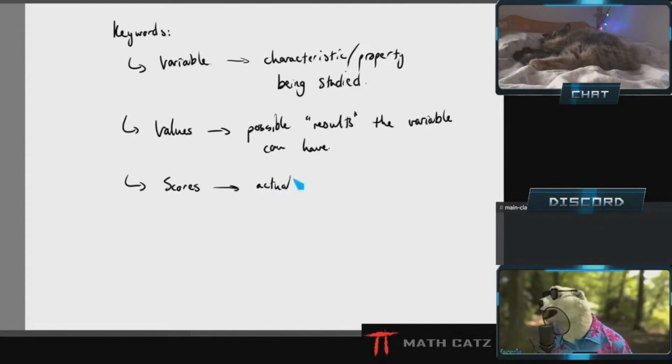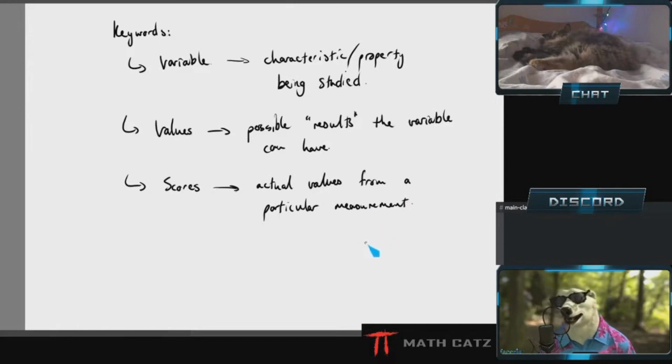So the actual values from a particular measurement or study that we read about, or maybe we conduct the study ourselves. So the variable is, what is the variable? What are we studying? What are possible values? What scores did we actually get?